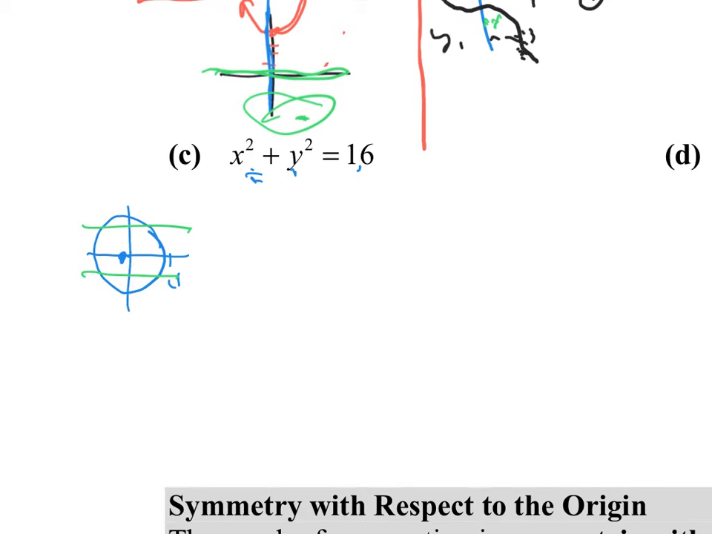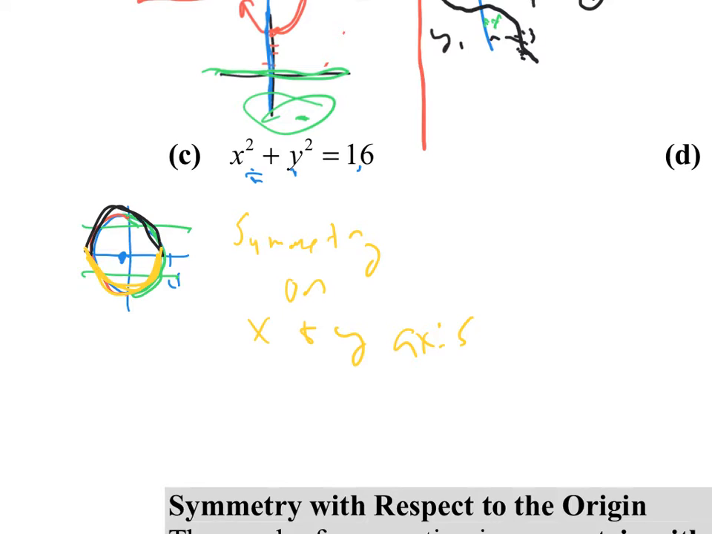Well, sure does. This is a duplicate image over here. Does it have symmetry on the x-axis without any work? This is a reflection of underneath the x-axis. So it has symmetry on x and y axes.